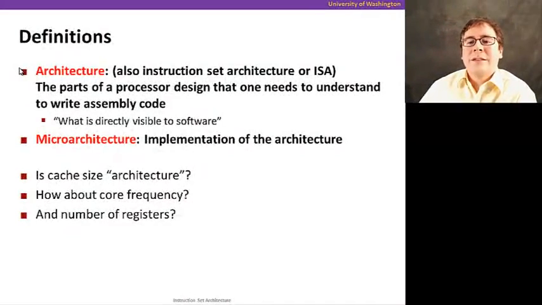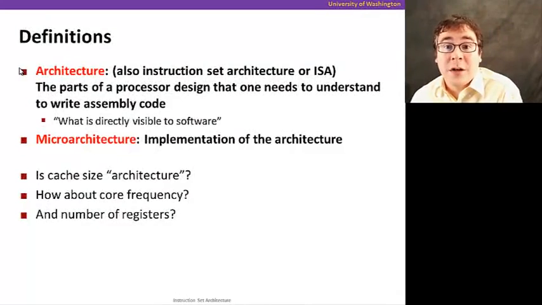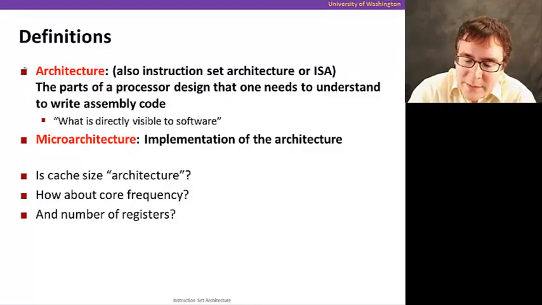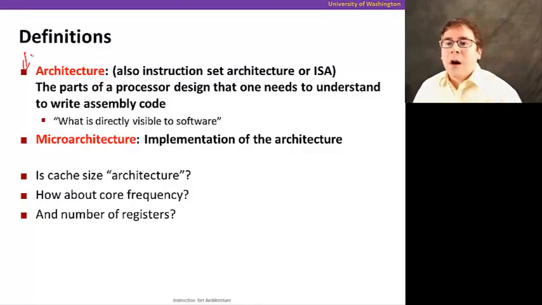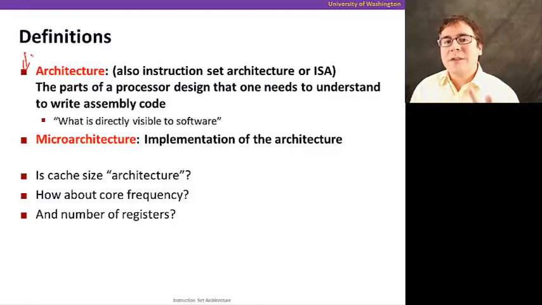Hello again, everyone. So let's continue our section on basics of architecture and machine programming. First, let's start with the definition. So what is architecture? Well, architecture, which is the same thing as instruction set architecture, are the parts of the processor design that one needs to understand to write assembly code.